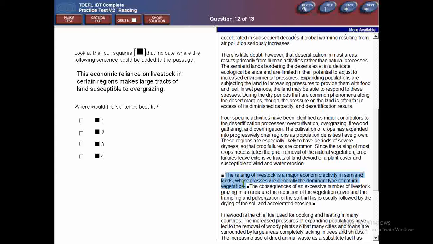This is our first topic sentence: the raising of livestock, economic activities, semi-arid lands where grasses are generally the dominant type of natural vegetation. So we can expect that the next sentence will be the specific or supporting illustrations of these: the major economic activity, and the dominant type of natural vegetation.